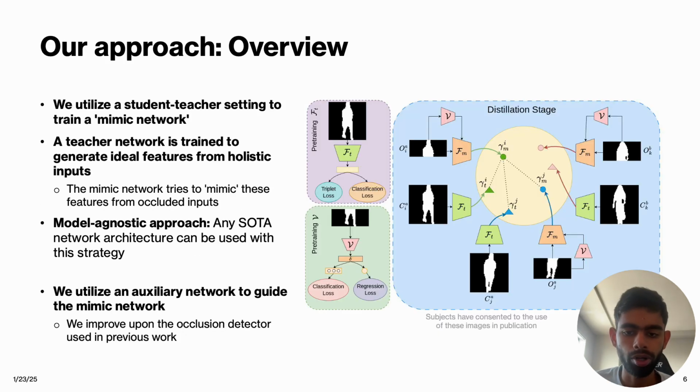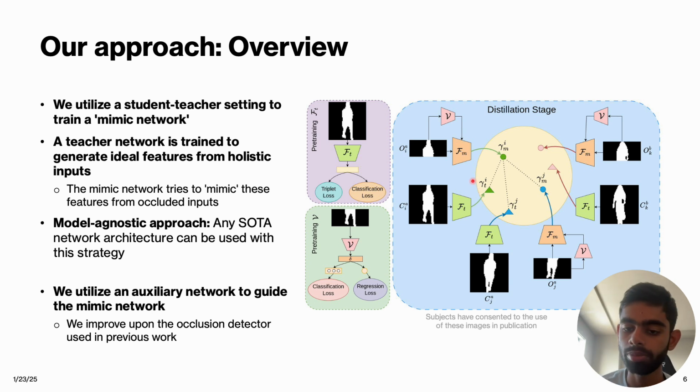So this is the idea of our approach. We utilize a student-teacher setting to train something called the mimic network. Initially, the teacher network is trained on complete, holistic inputs to generate ideal features. The teacher network may be any state-of-the-art gait recognition network. In the later stages, the mimic network tries to mimic or copy these ideal features. These triangles are ideal features and these circles are the mimic features. Through our approach, we try to make the circles, which are generated through occluded inputs, come closer to the triangles, which are ideal features.